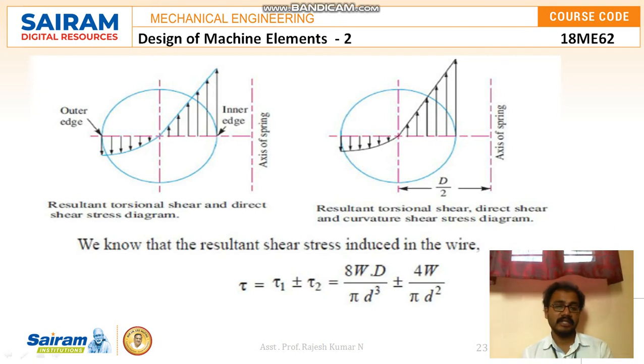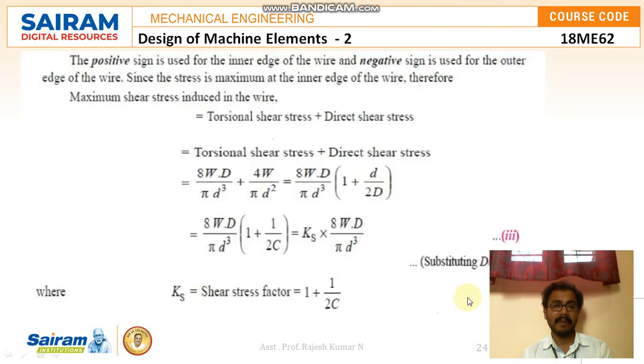So we know the resultant shear stress which is induced in the wire. From the previous relation, let me write down: tau is equal to tau 1 plus or minus tau 2. Tau 1 we already know is 8wD by pi d cube, and tau 2 from the relation, as a result of this resultant torsional shear curvature, is 4w divided by pi d square. Here the positive sign is used for the inner edge of the wire, and the negative sign is used for the outer edge of the wire. Since I will be talking about the inner side, let me consider the positive.